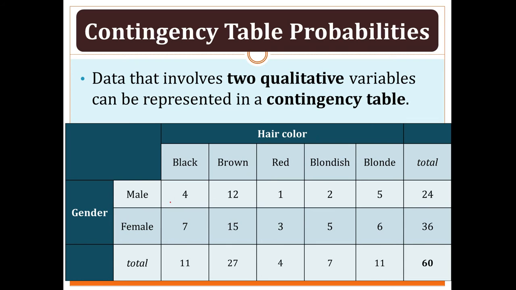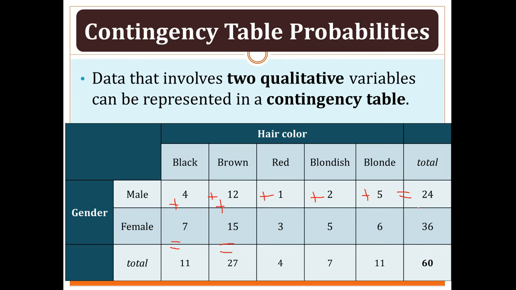So I added up 4 plus 7, that equals 11. 12 plus 15, that equals 27. Get all these column totals. Then go across the rows, 4 plus 12 plus 1 plus 2 plus 5. That gives me 24. Get the row totals.